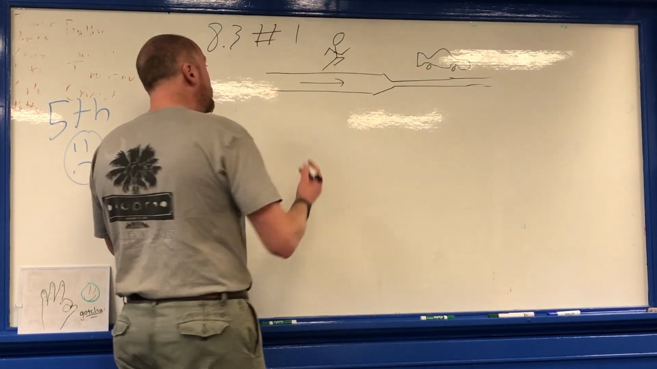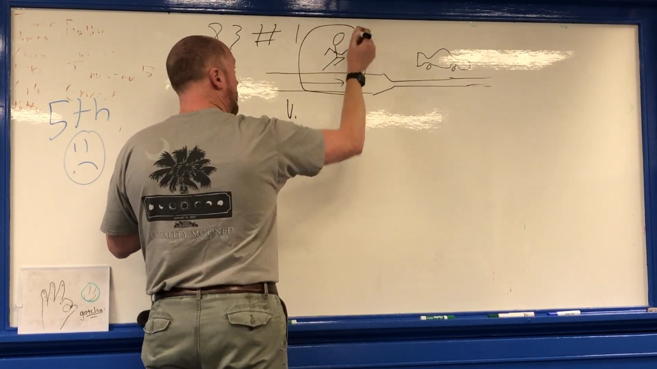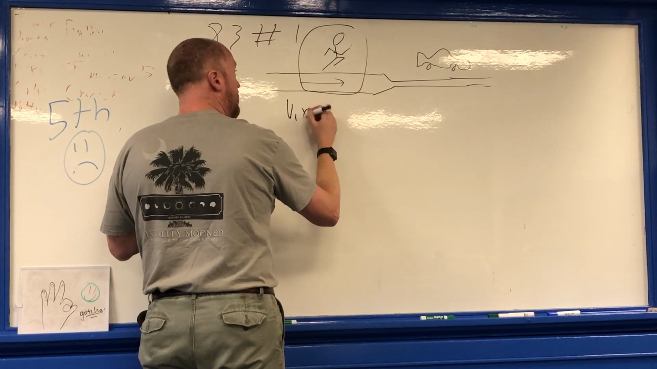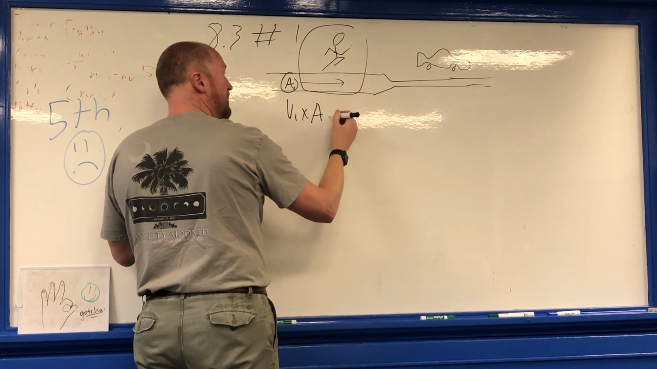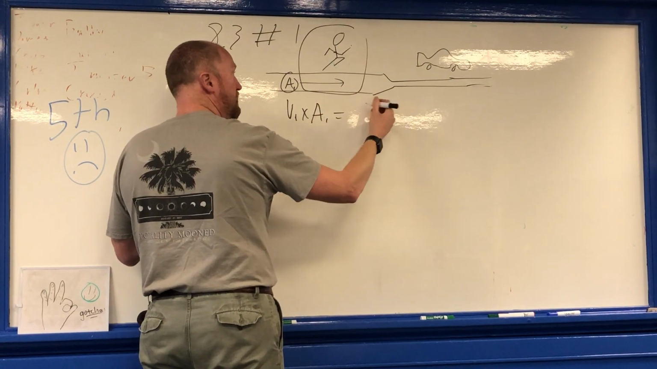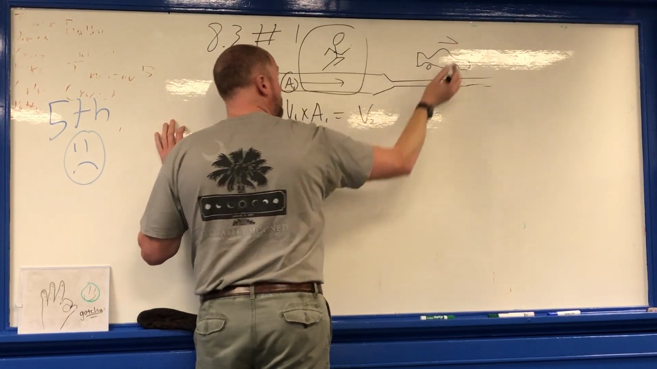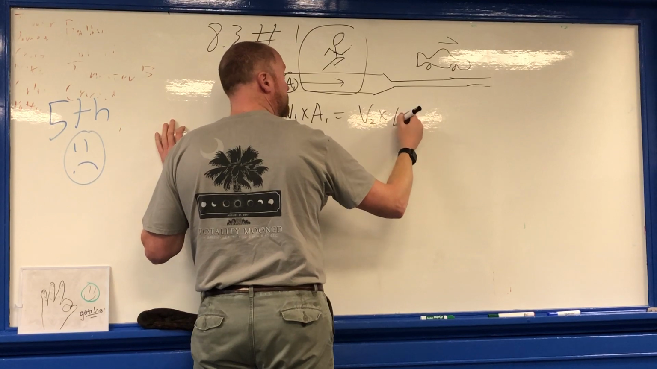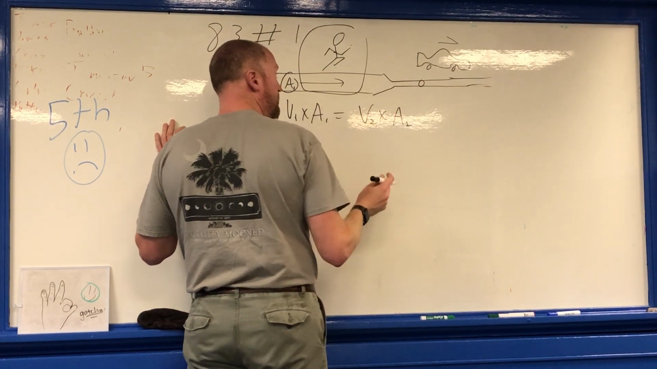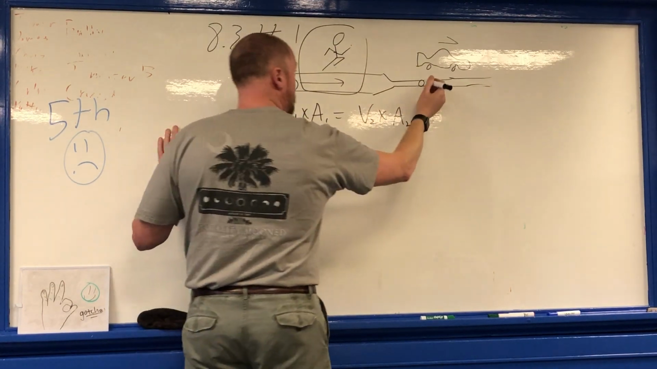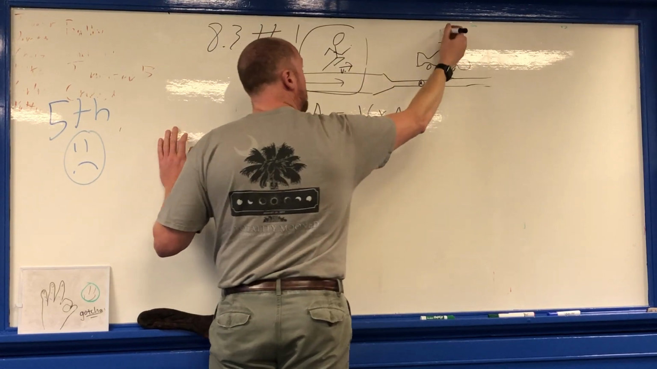So, if you'll recall your formula, V1, my velocity, times A1, the area of the pipe, is equal to V2, the velocity of the car, times the area of the other pipe, the area of the cross section of the other pipe. That would be A2 here. So my velocity is V1, car's velocity V2.